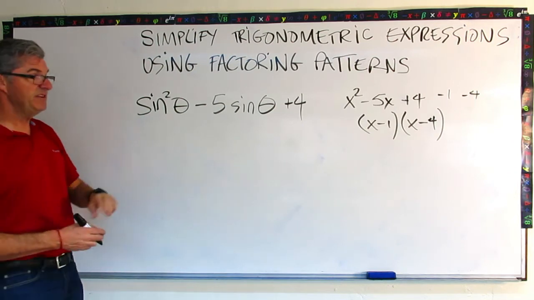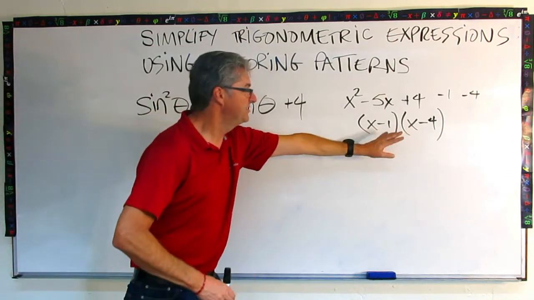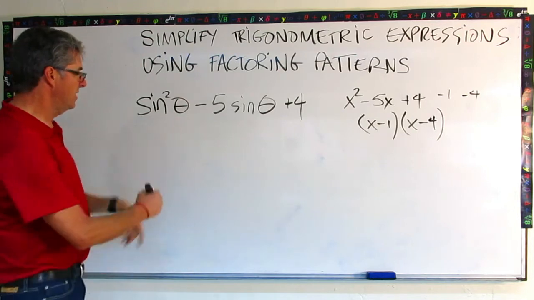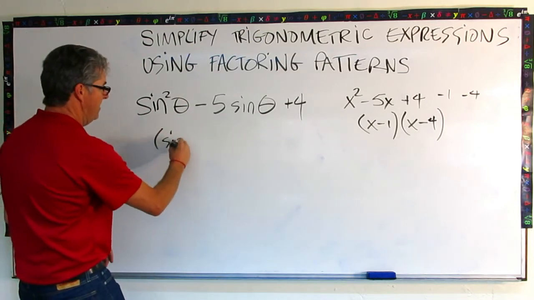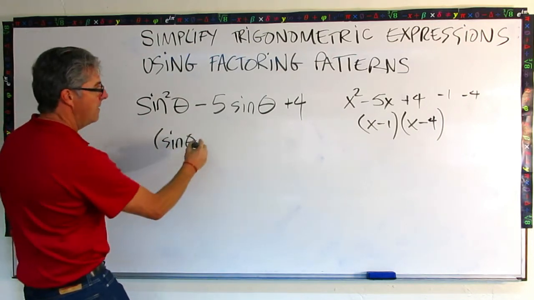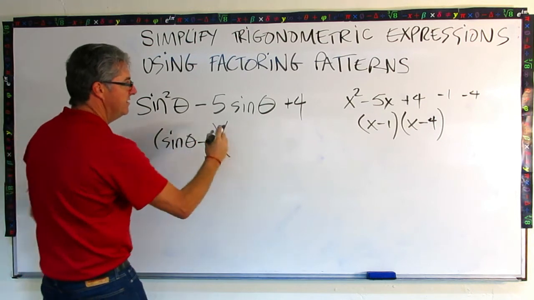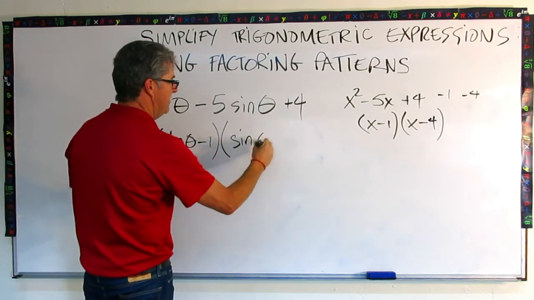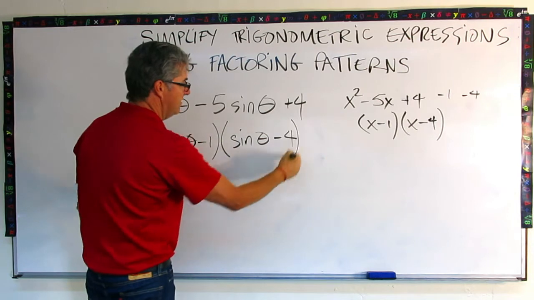Okay, so this is pretty simple. We just take the x, and instead of x, we put sine theta in there. So this would be sine theta minus 1 times sine theta minus 4.